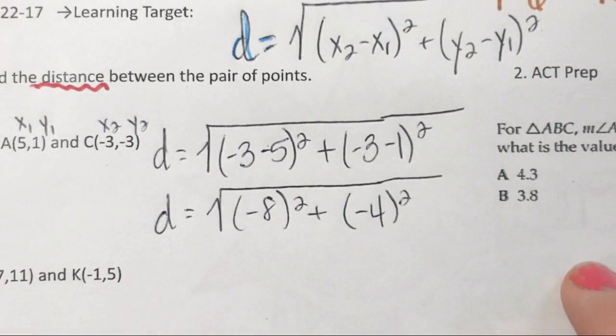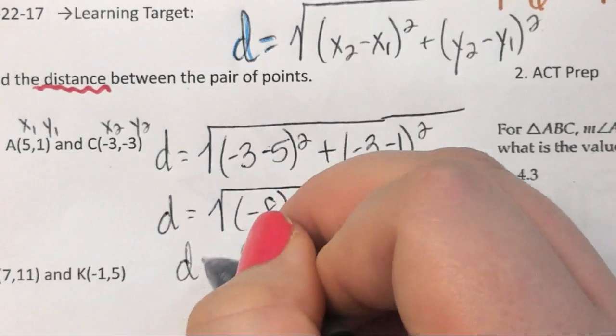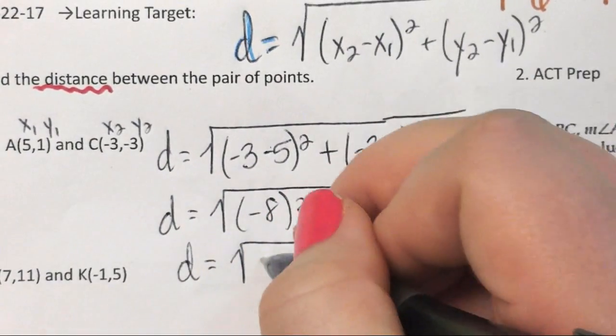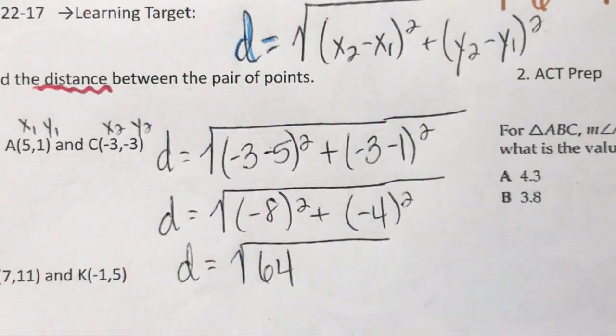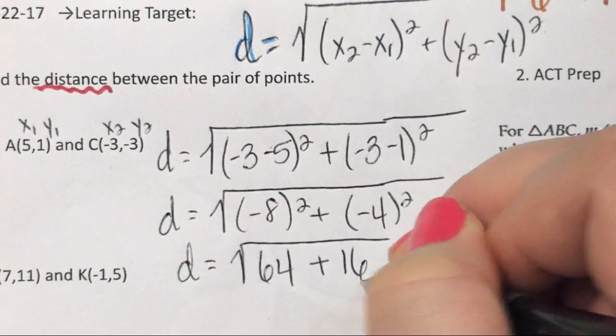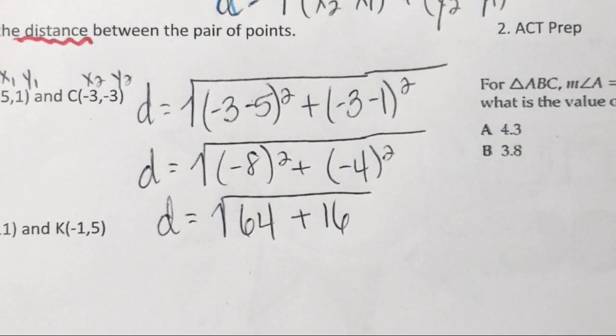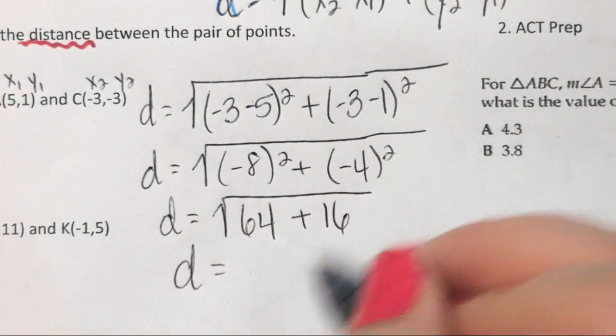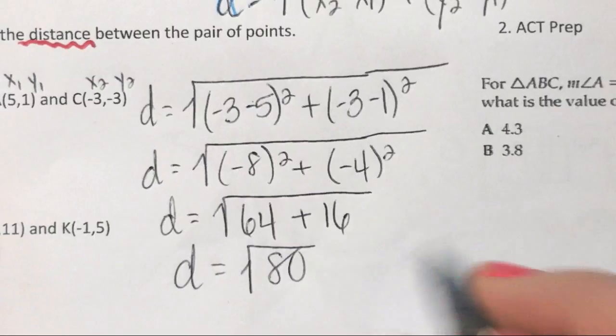But the good news is when I type that in my calculator, if I type it correctly, negative 8 times negative 8 is positive 64. Negative 4 times negative 4 is positive 16. So I should end up getting distance equals square root of 80.